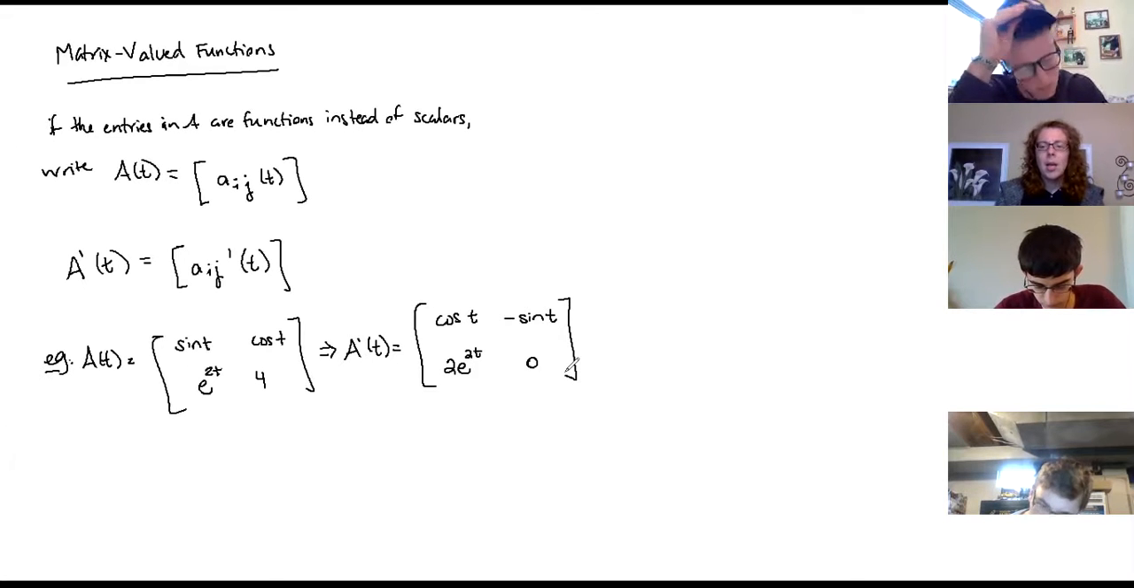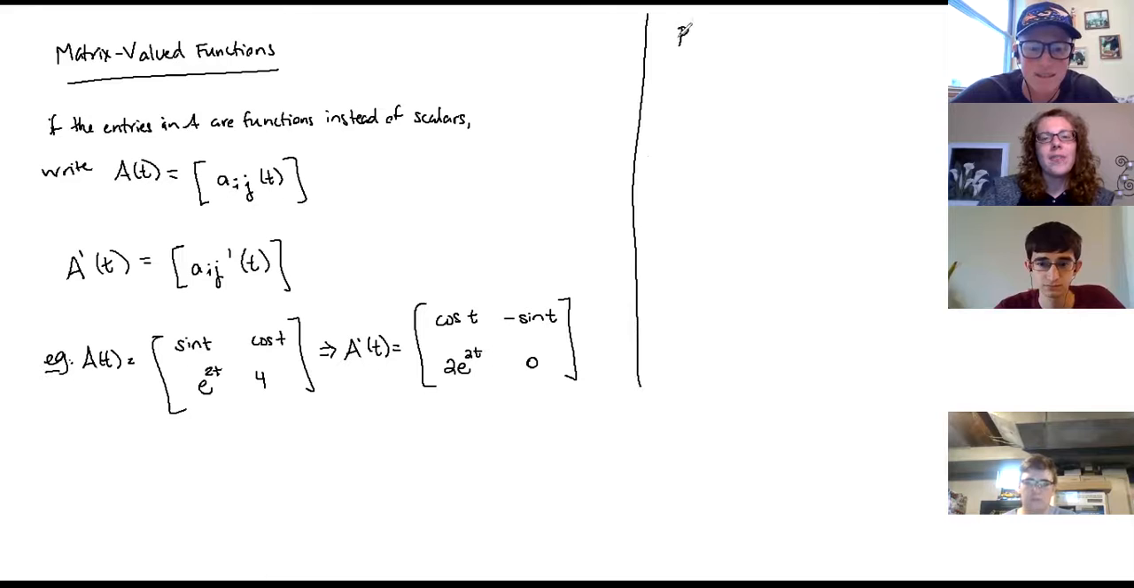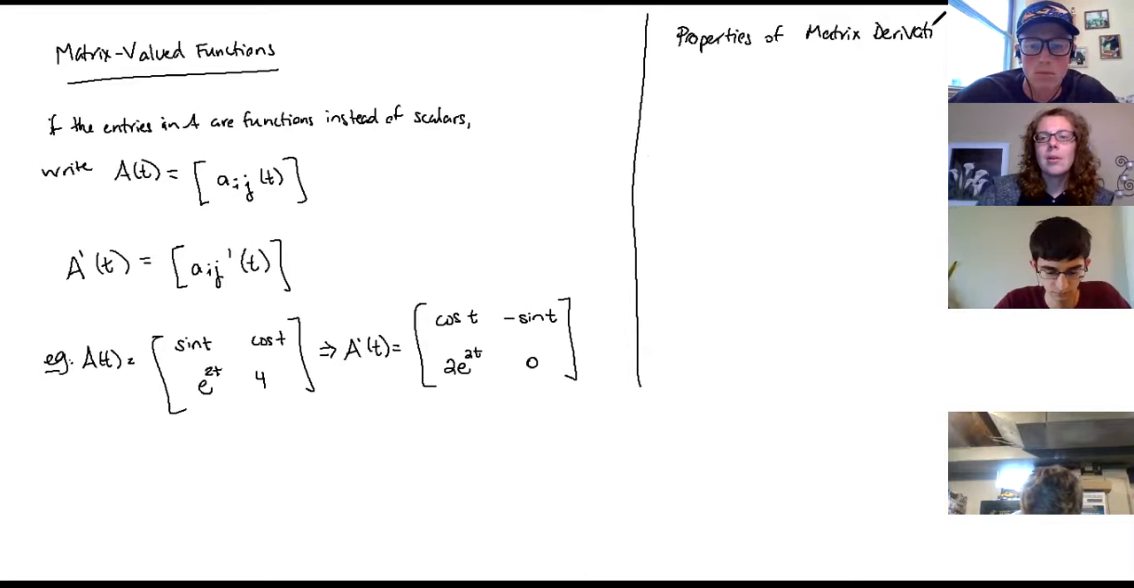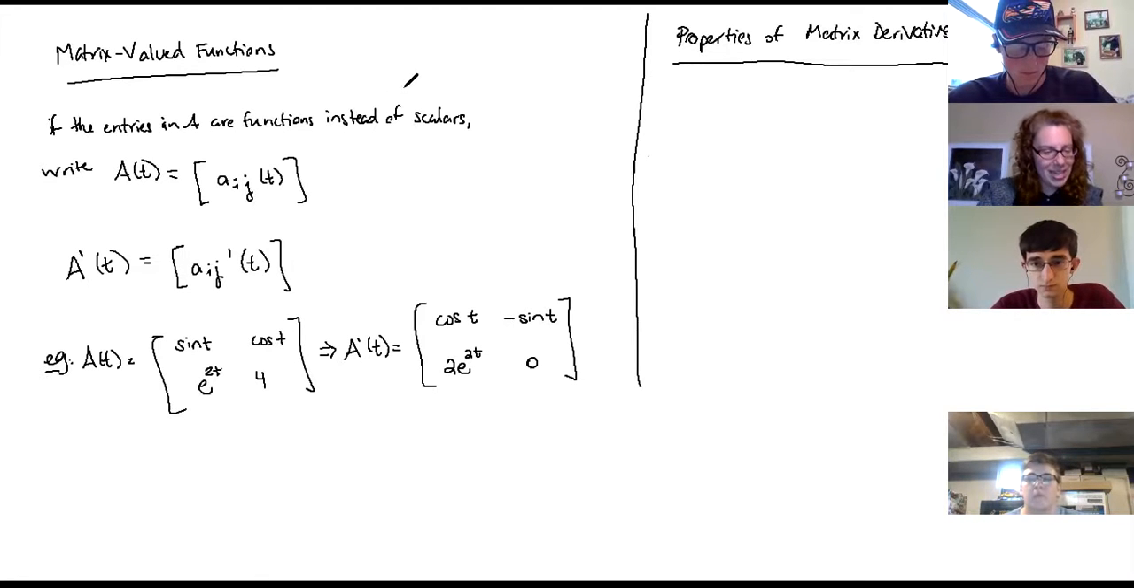Okay. One last thing for today, and then we are going to finish early. Yet more properties of matrices. So this is properties of matrix derivatives. Virtually everything on here is exactly what you would expect, but we are mathematicians and therefore we don't assume things and we write them down. So that is what we are doing here.